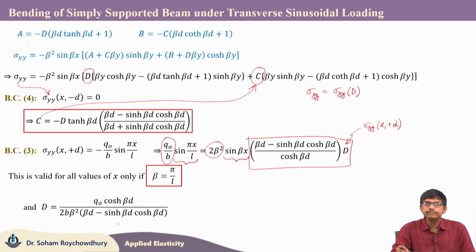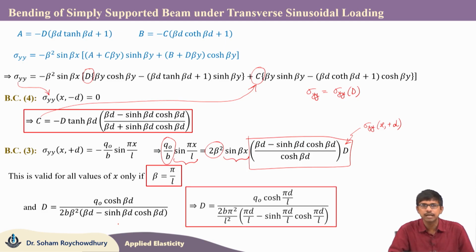So, the coefficient of the sine term should be the same, and the function within the sine term, pi x by L, should be the same as beta x. Thus beta equals pi by L. Putting beta as pi by L in all the terms in the expression of D, D comes out to be: D equals q naught cosine hyperbolic pi d by L divided by 2 b pi square by L square, within bracket pi d by L minus sine hyperbolic pi d by L into cosine hyperbolic pi d by L.